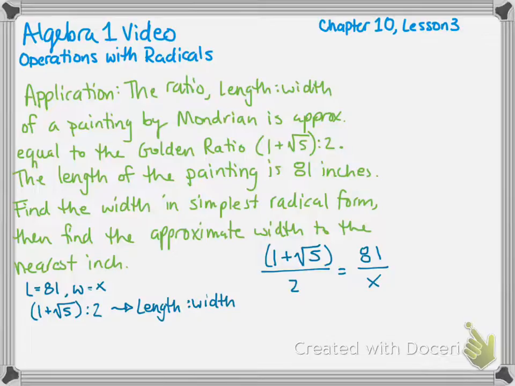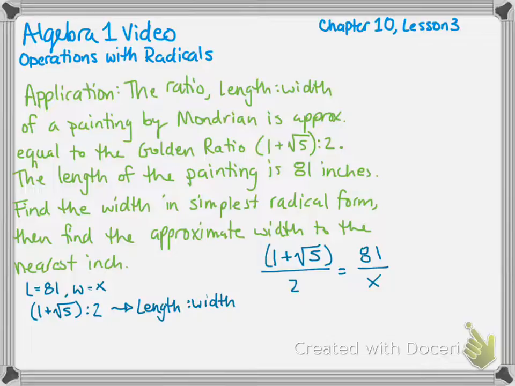Now, how do we apply this? Application. Well, the ratio, which is length to width, of a painting by Mondrian, or however you say his name, it's a pretty cool painting, you should Google it, is approximately equal to the golden ratio, which is 1 plus the square root of 5 to 2. The length of the painting is 81 inches. We're going to find the width in simplest radical form, which is the exact answer, and then we're going to find the approximate. So if ever you have pi or radicals or anything like that, you can find the exact width by just not doing the math, and then you can find the approximate answer by doing the math and rounding.